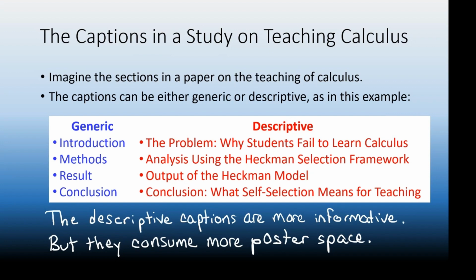Clearly, there's a trade-off. Descriptive titles are more informative. They say more about the content. However, they consume more poster space, and that is a disadvantage.